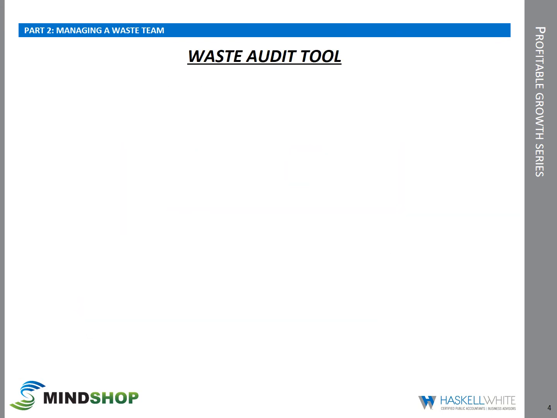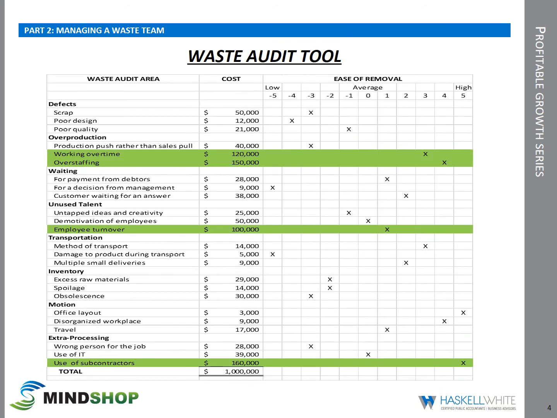We also talked through the waste audit tool last time. I've put in some numbers for this example. You can see in the first column, we've got our acronym DOWNTIME and some examples of wastes in each of the 8 categories. We then estimate the costs of each waste. If you're having trouble estimating, that's okay. You can just put in high, medium, or low for now. Then, just as important, we've got the ease of removal scale on the right side, which is ranked from -5 to +5, where -5 is nearly impossible to fix and +5 is a quick, easy win.